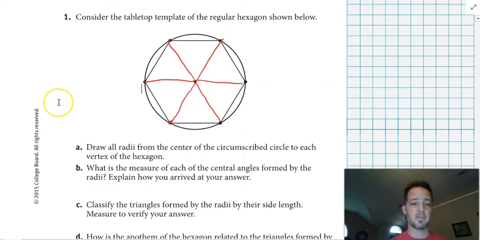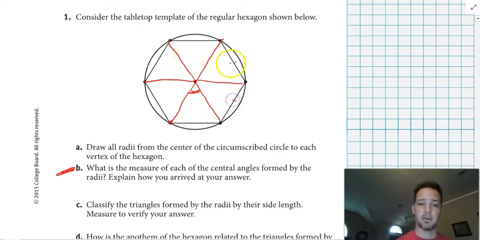So what is the measure of each of the central angles formed by the radii? How do we figure that out? Well, I know there's a total of 360 degrees around any point, and if I created 1, 2, 3, 4, 5, 6 total triangles there, because there were 6 sides of the hexagon and all of those are the base of one of the triangles, that means 360 divided by 6 is 60 degrees. So each one of those central angles is going to be 60 degrees.